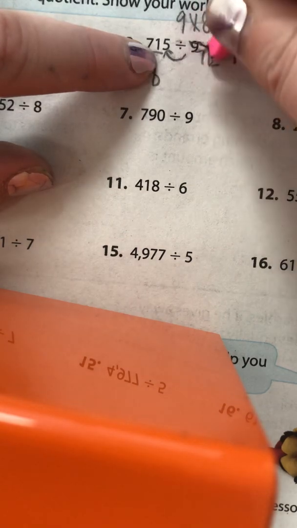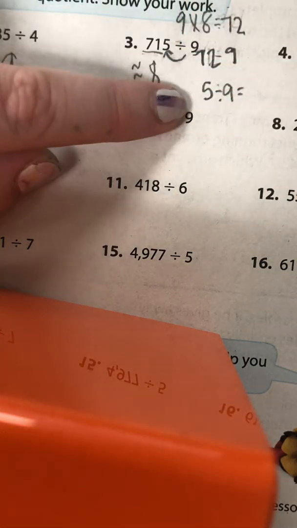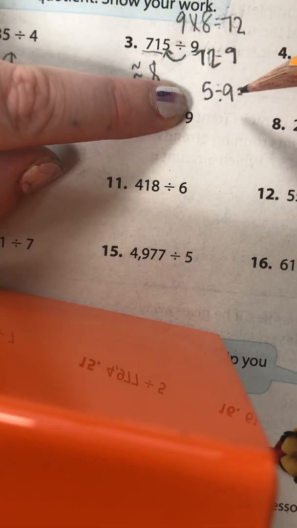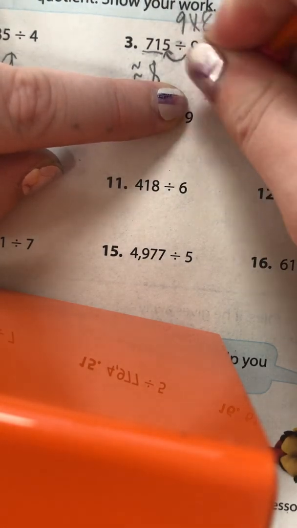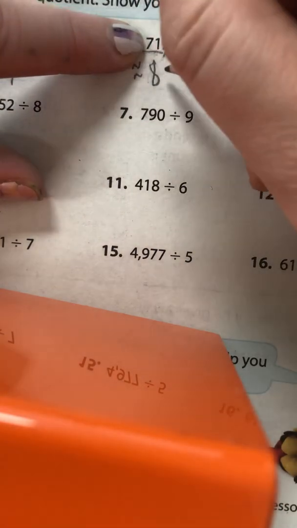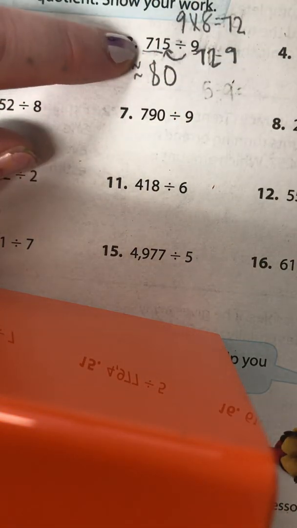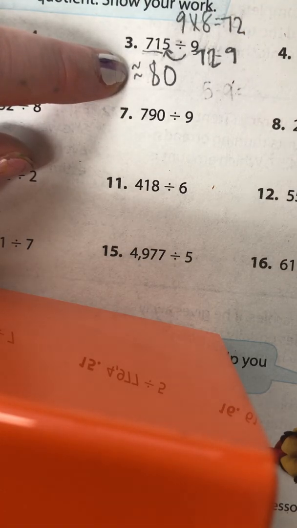But I still have to take care of this digit right here, this 5. If I do 5 divided by 9, I can't do that. If you break 5 up into 9 smaller groups, you're going to be in decimals. And we're not dividing with decimals right now. We're just estimating quotients. So 5 cannot be divided by 9. I'm going to put a 0. That means 715 divided by 9 is about 80.